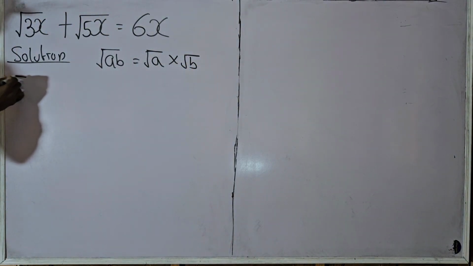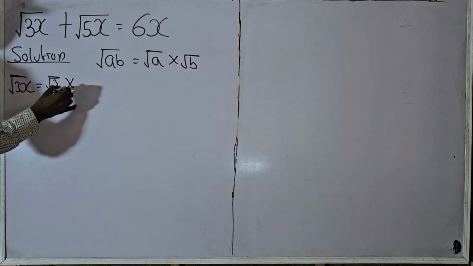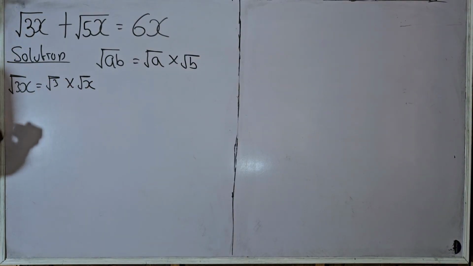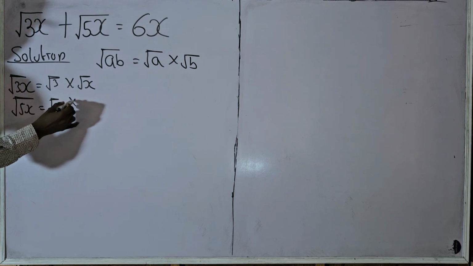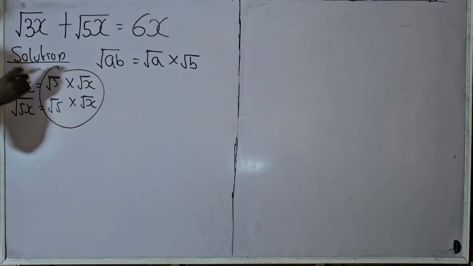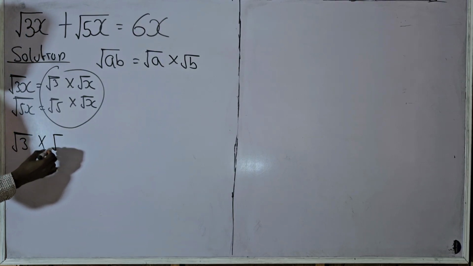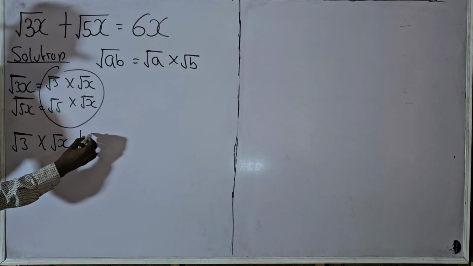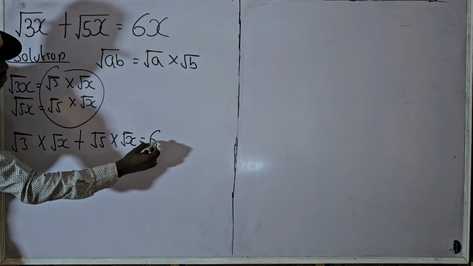This is one of the properties. That means if I have root of 3x, this can be written as square root of 3 multiplied by square root of x. Also, square root of 5x can be written as square root of 5 multiplied by square root of x. Are you following? So let us replace these two values respectively. The equation becomes the square root of 3 multiplied by the square root of x plus the square root of 5 multiplied by the square root of x equals 6x.